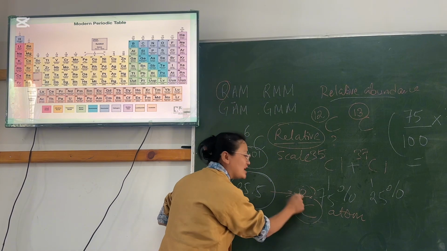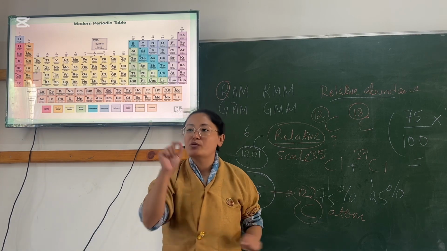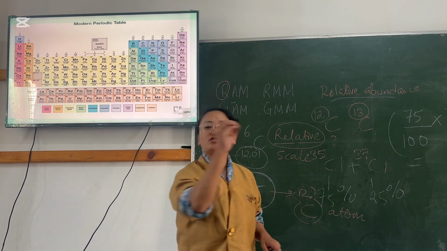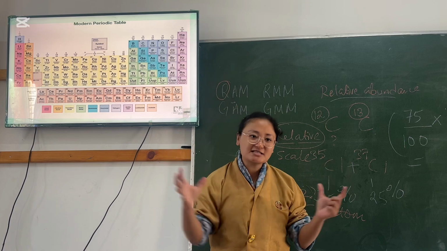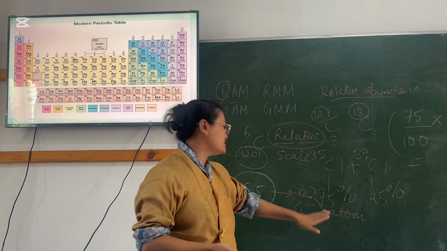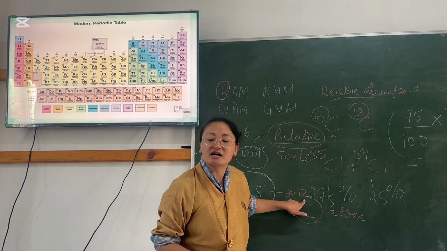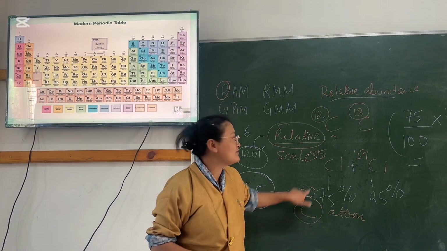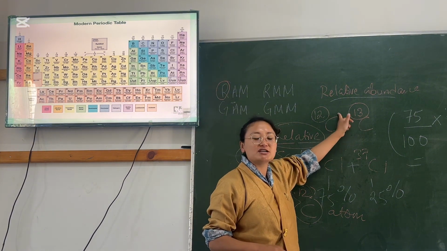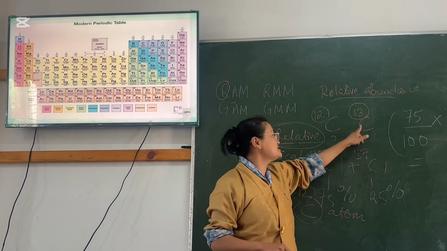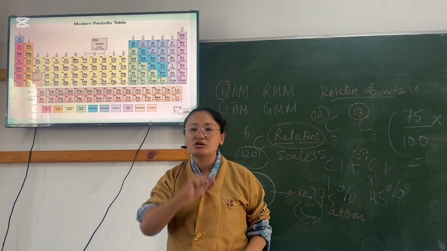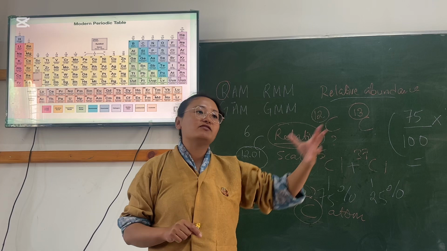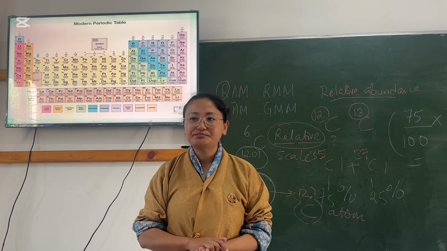Again, remember, 12 is not the actual weight of this carbon. The scientists came together and agreed that this carbon should have the number 12. To make the calculation easier, they took it as 12. But this is not the actual weight of that individual carbon. They just gave a number to make it easier.